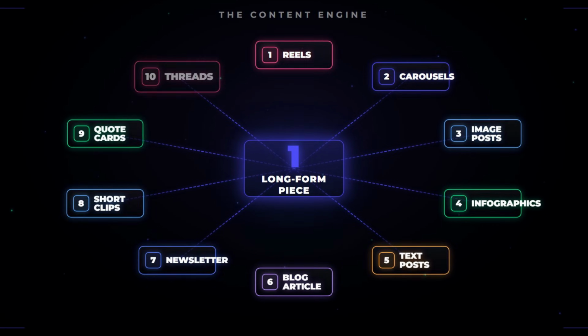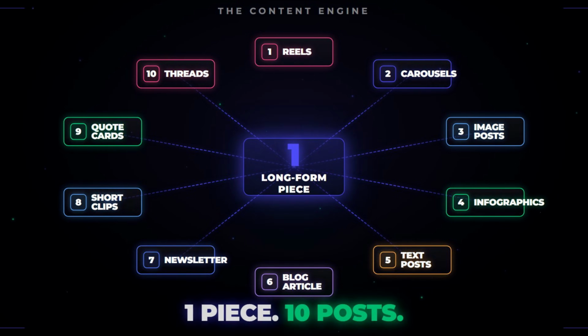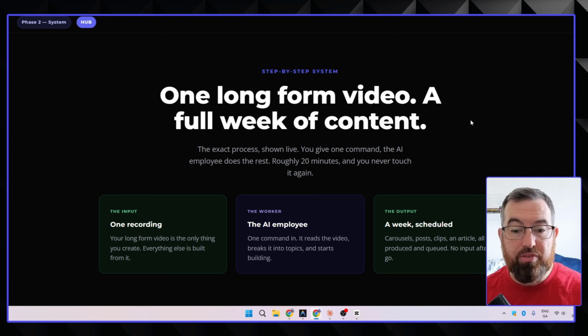I create one long form piece of content, and from there it gets broken down into, I think, 10 different pieces of content. So let's jump straight into it. First things first, before we progress on, I'm going to get my agent to actually start to work, and I'm hoping by the end of the video it's completely finished.